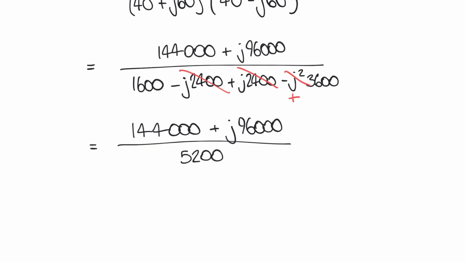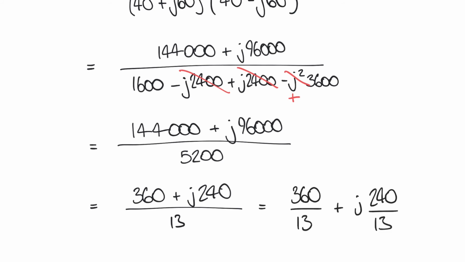So we could simplify this whole thing like this. We have what we had on the top, 144,000 plus j96,000, divided by 5,200 on the bottom. And in lowest terms, we could say that that's 360 plus j240 over 13. Or we could break those into separate terms, 360 over 13 plus j240 over 13. Or we could round to decimals and say 27.6923 plus j18.4615. And that's an impedance in ohms.